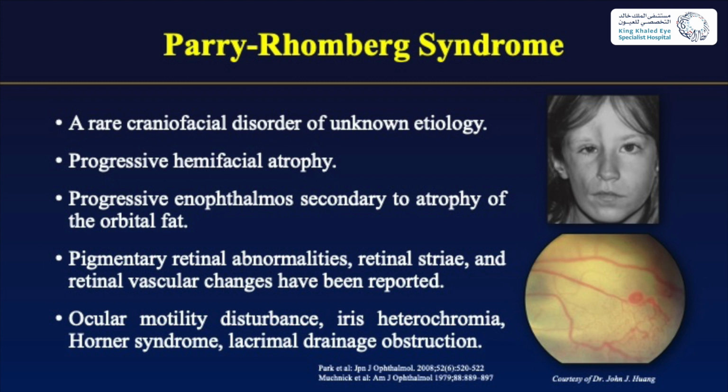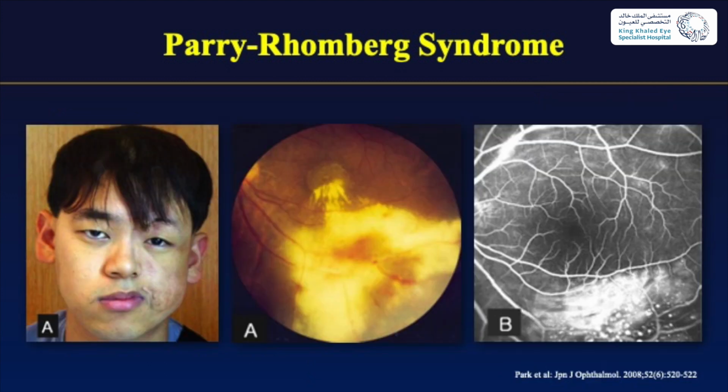And here from this photo, you can see saccular aneurysm with telangiectasia and subretinal exudation. This is a Japanese patient with the same condition with hemifacial atrophy, mild enophthalmos, and his fundus has lipid deposition and abnormal blood vessels.